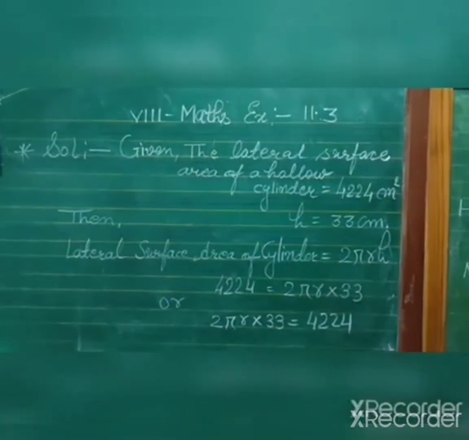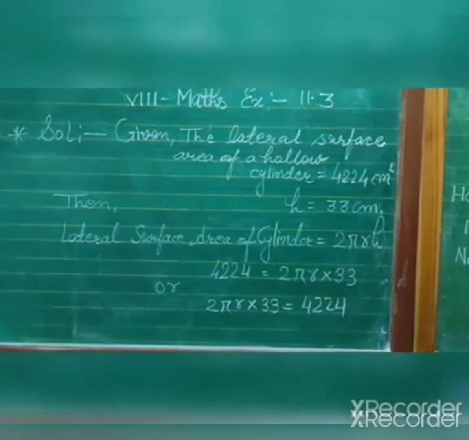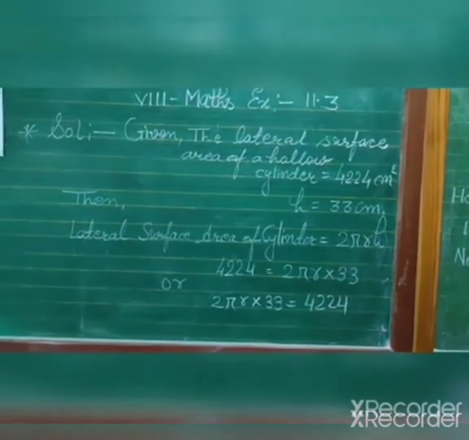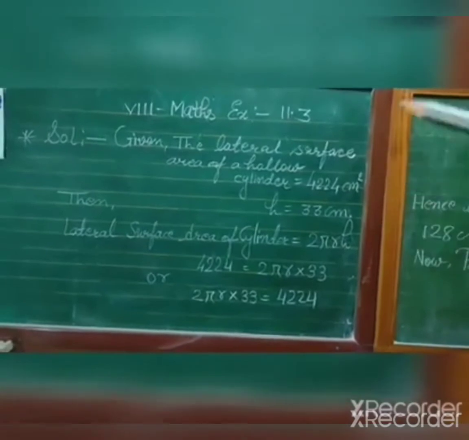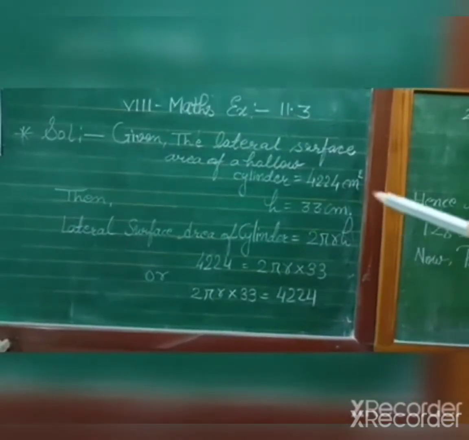Find the perimeter of the rectangular sheet. That means perimeter of rectangular sheet, which formula we will apply? 2 in the bracket l plus b. So let us start the question. See, given the lateral surface area of hollow cylinder is equal to 4224 centimeter square, and width of rectangular sheet we will assume as the height of hollow cylinder. So height is 33 centimeter.